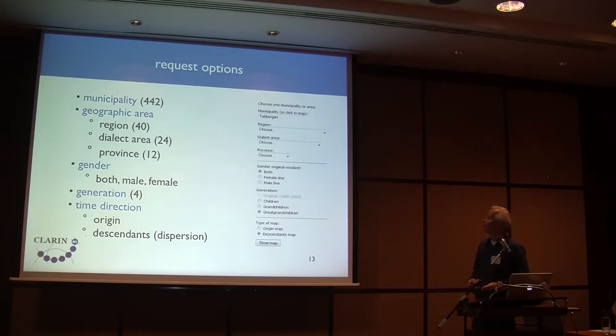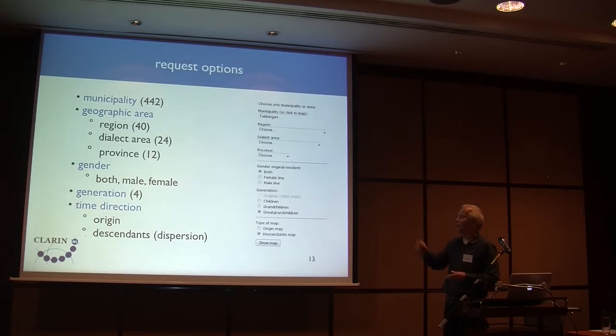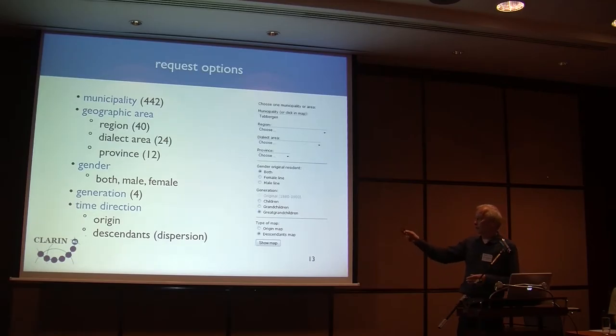Okay, so these are the variables. Municipalities, geographic area, so you can divide the Netherlands in 40 regions or 24 dialect areas or 12 provinces. You can choose gender, both or male or female. Generations, how far back you want to go, the current population or the parents or grandparents of the grandparents. Time direction, as I explained already, where they come from, that's one question, or where the descendants move to, dispersion.